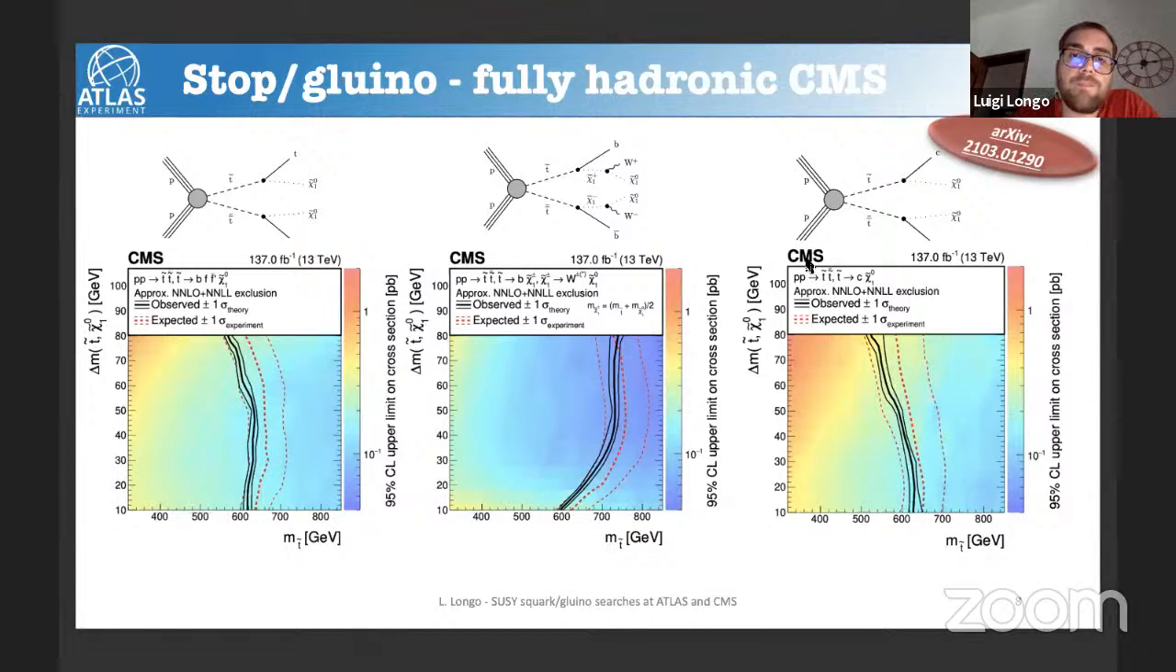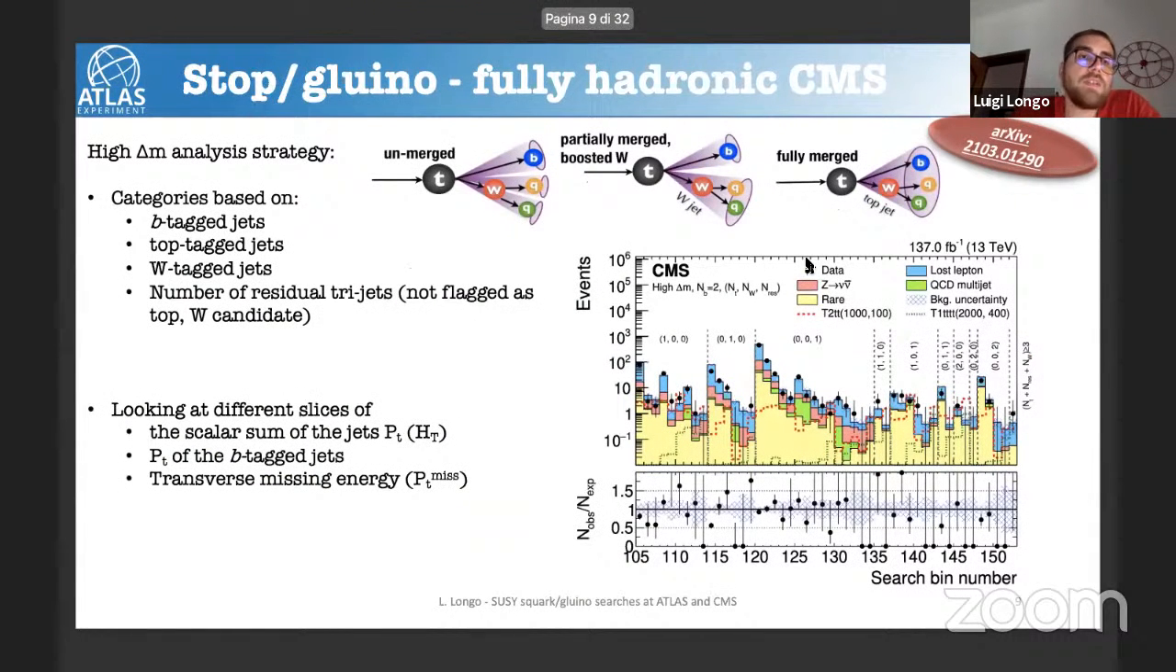For what concerns instead the case where we have a mass splitting between the stop and neutralino higher than the W mass, in this case, the categories were based on the presence of b-tagged jets, top-tagged jets, or W-tagged jets, and the number of residual jets, so jets that were not flagged as a top or W candidate. They were looking at different slices of the scalar sum of the jets pT or the pT of the b-tagged jets and the transverse missing energy. And here on the right, there is also an example of some of these signal regions.